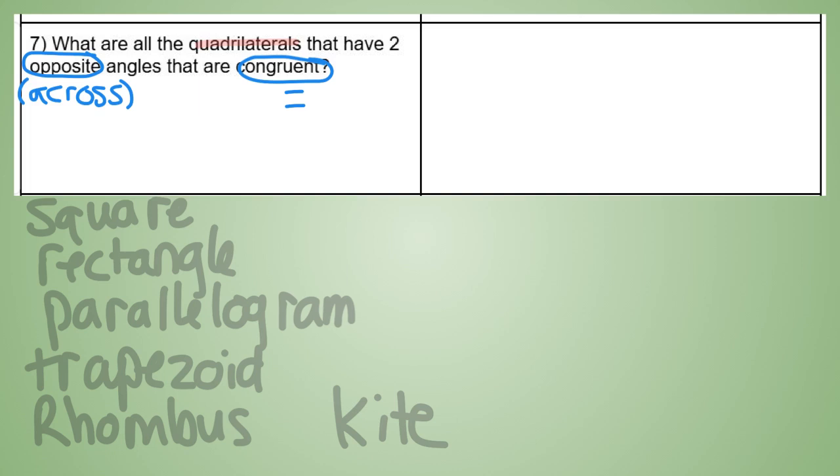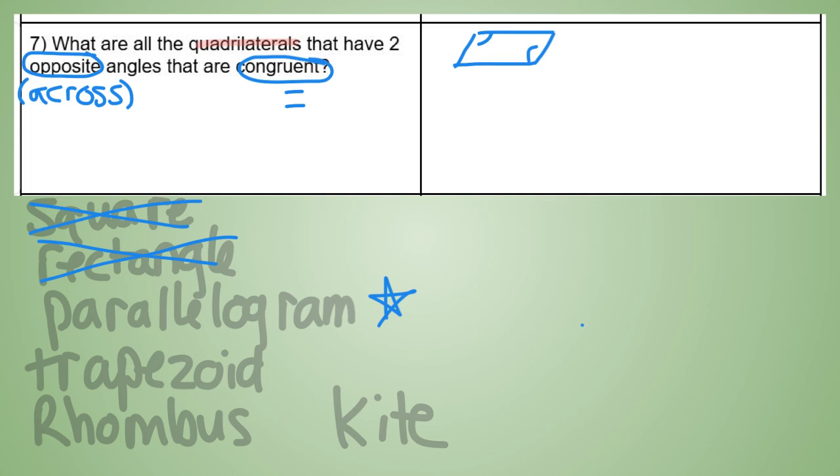All right, did you eliminate a square? Because technically, all 4 are congruent. Did you eliminate a rectangle for the same reason? All 4 are congruent. And then the rest of these might be okay. I feel like a parallelogram, let me draw out a parallelogram, have 2 opposite angles that are congruent. This one and this one. Or the other 2 are equal to each other, so parallelogram.